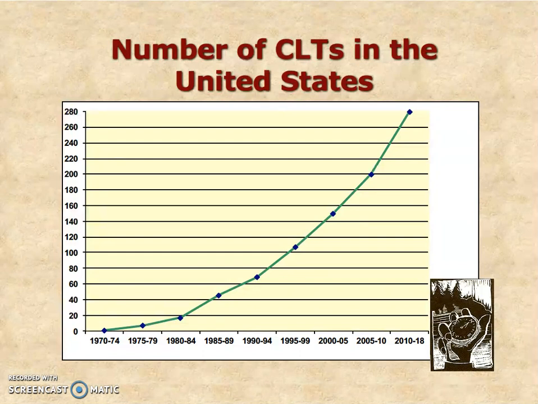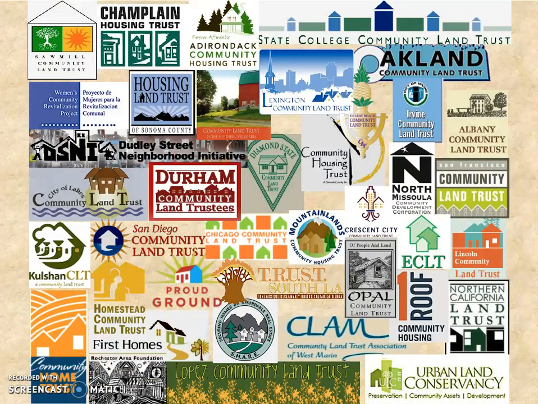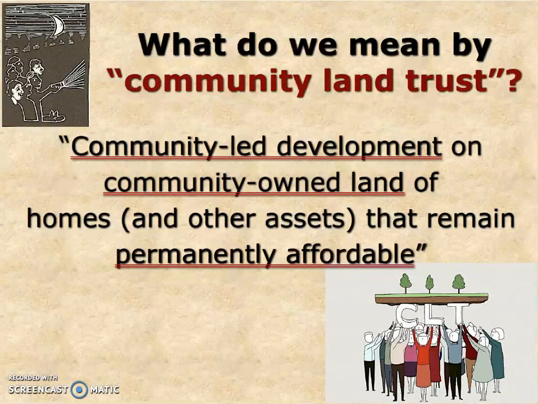Since the founding of New Communities in 1969, the trend line for CLT formation in the U.S. has been steadily upward. Now, CLTs have become quite diverse in adapting themselves to local conditions in their cities, towns, suburbs, and rural areas. But despite that diversity, most CLTs have one thing in common, or at least they think of their mission in a common way. That is a commitment to community-led development on community-owned land of homes that remain permanently affordable.